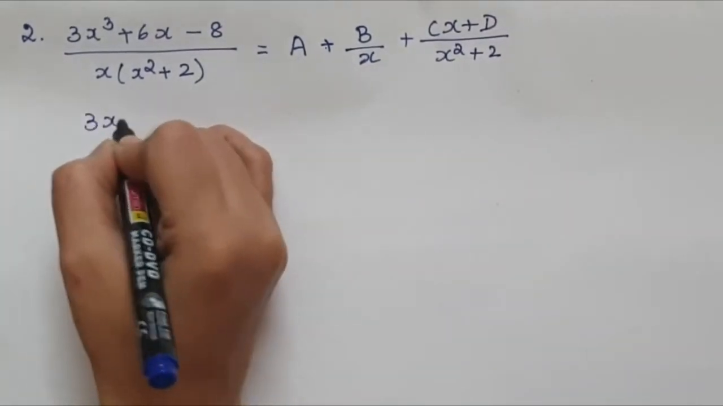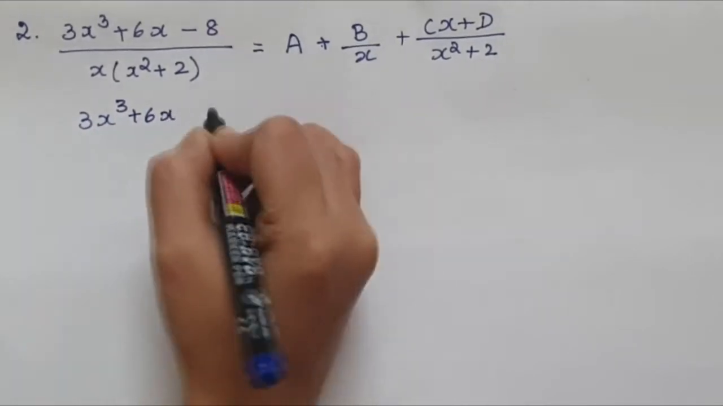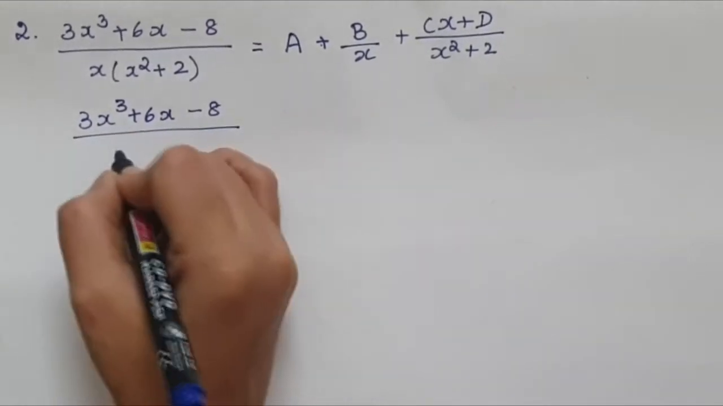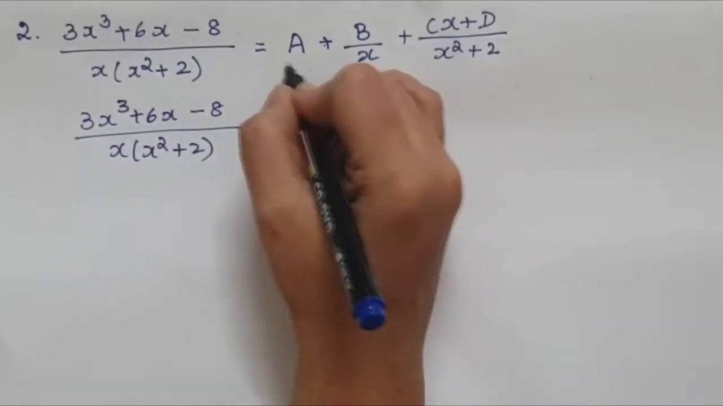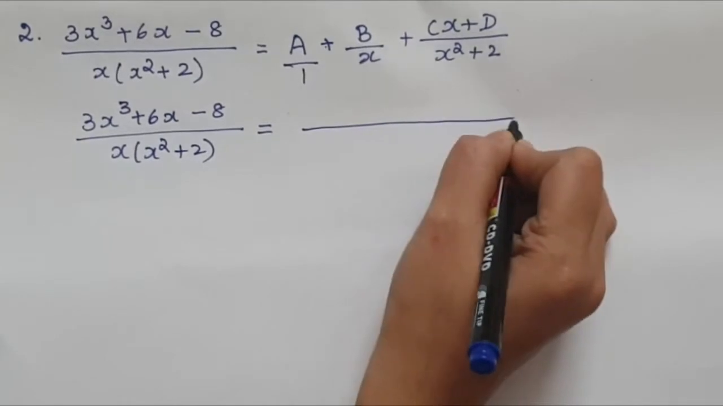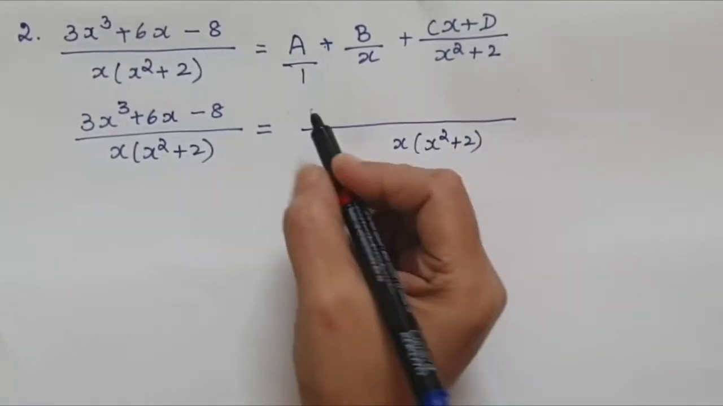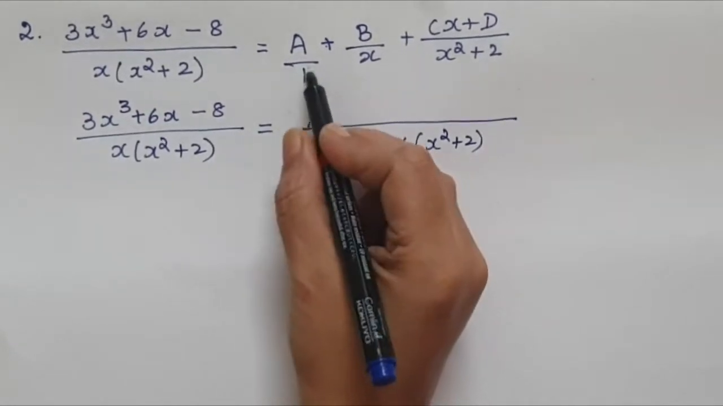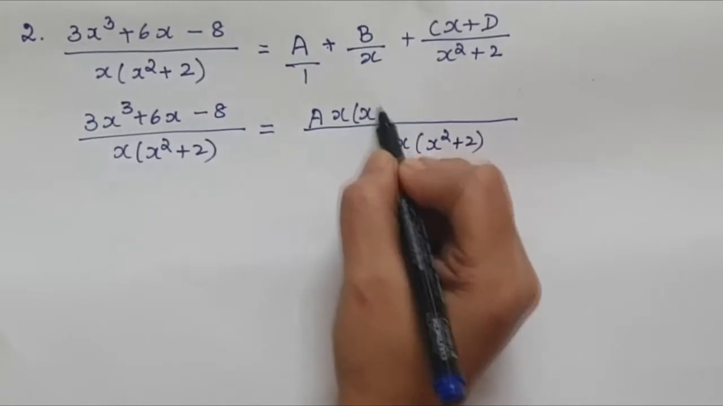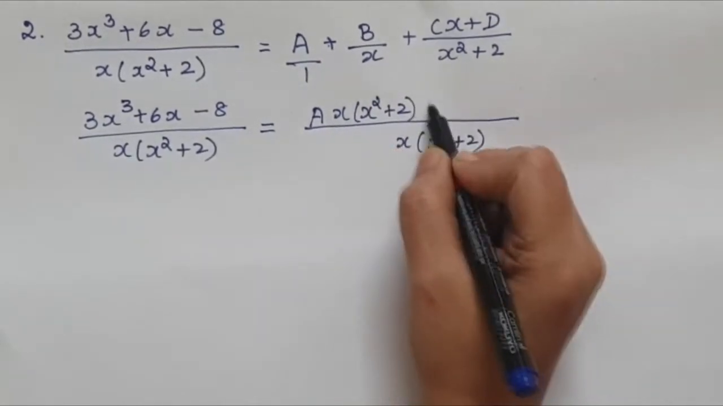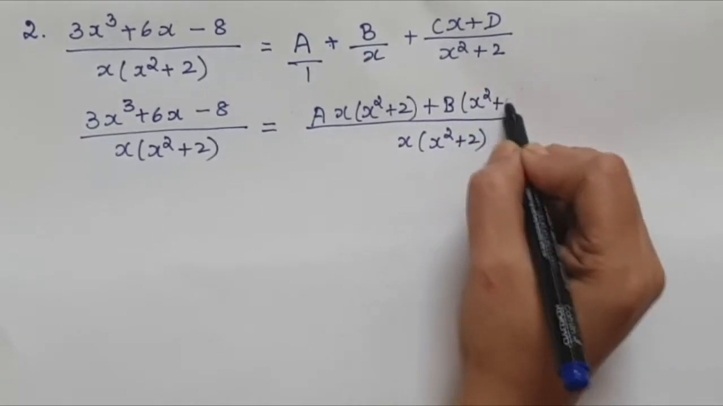Now, for the right side, we take the LCM. For the left side, we write the expression as it is, divided by x into x squared plus 2. That will be equal to, it is just like a 1 over here. So, in the denominator, we have x into x squared plus 2. For a, there is nothing in the denominator, so you multiply with both the terms, x into x squared plus 2. And b already has an x, so we multiply only with x squared plus 2.